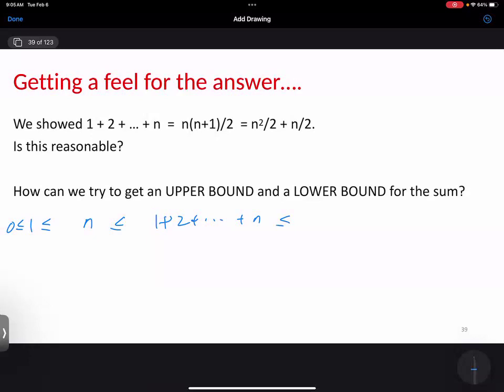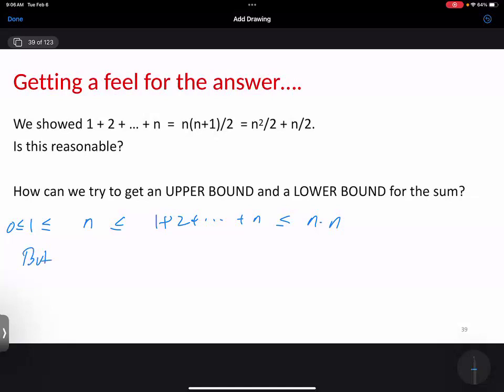N squared. Because we have n terms and each term is at most n. Right? So we know that this sum is somewhere between n and n squared. Unfortunately, n and n squared are very different sizes. So the lower bound isn't close to the upper bound.